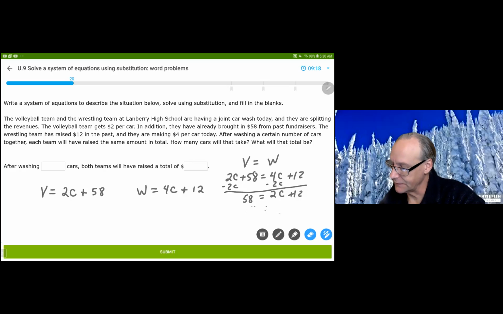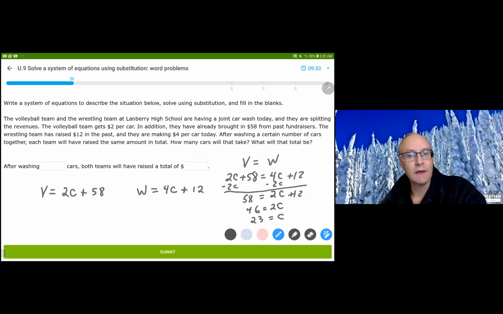So now let's fix this. I could pretend like I made that on purpose. So we'll subtract 12 from both sides, and we get 2c is equal to 46. And so c is equal to 23 cars, isn't it? So now let's see if that works.